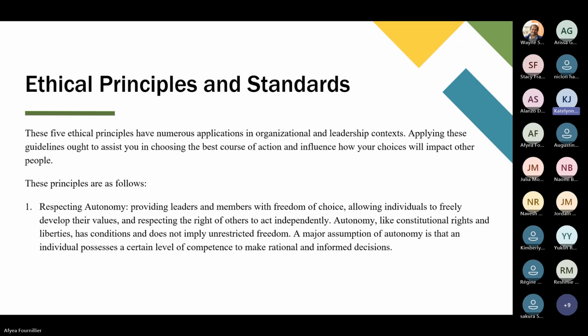So we have one, respecting autonomy: providing leaders and members with freedom of choice, allowing individuals to freely develop their values and respecting the right of others to act independently. Autonomy, like constitutional rights and liberties, has conditions and does not imply unrestricted freedom. A major assumption of autonomy is that an individual possesses a certain level of competence to make rational and informed decisions.